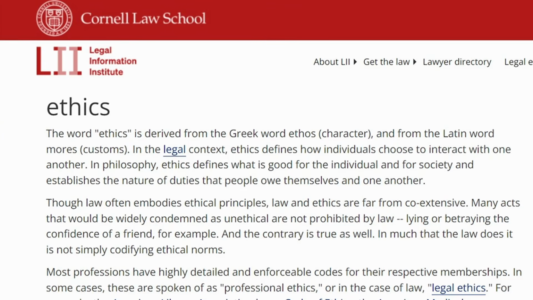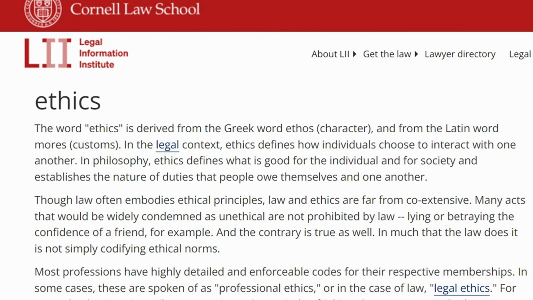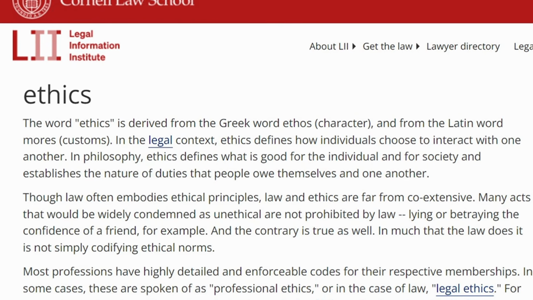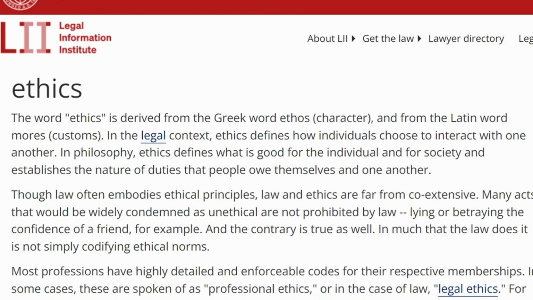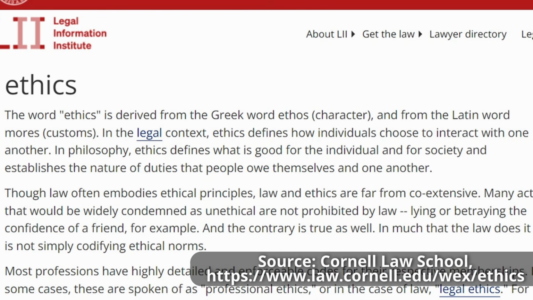So here's a definition. In the legal context, ethics defines how individuals choose to interact with one another. In philosophy, ethics defines what is good for the individual and for society and establishes the nature of duties that people owe themselves and one another. The source for this is from Cornell Law School, and there's the URL for that. Again, that's an ethical aspect in itself. You see how I'm giving credit to where the source of information actually comes from.